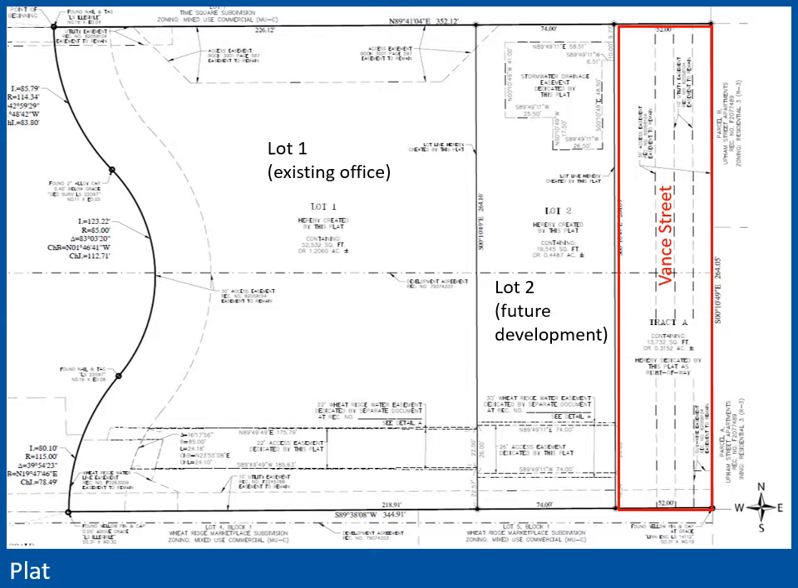This is an excerpt from page 2 of the plat document, which is Exhibit 3 in the staff report. Lot 1 is on the west side where the existing office building is located, and the new Lot 2 is on the east and is the future development site. The area shown as Tract A is where Vance Street will be dedicated and is outlined in red. This area is already an existing paved access easement, but will be upgraded to a city street with sidewalks, curb and gutter, and parallel parking. I'll show how this section of Vance Street ties into the street network in the area in a minute.